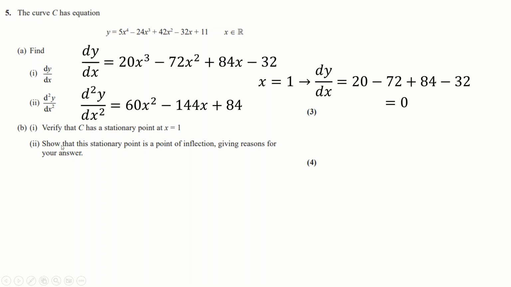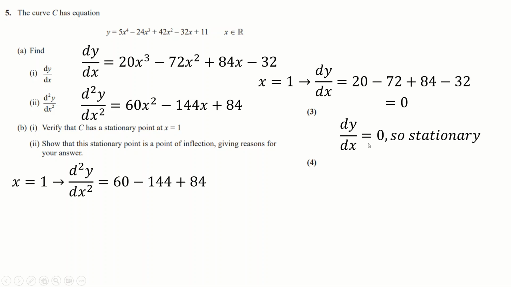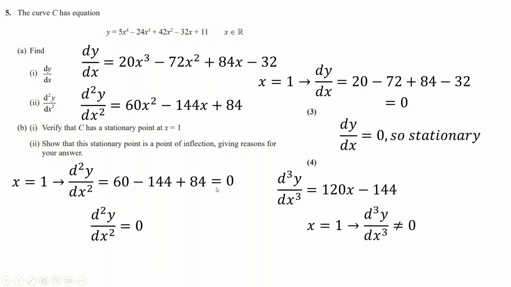And then secondly, show the stationary point is inflection. So there's a couple of ways of doing this. You can put x equals 1 into d2y by dx squared, and you get 0. Now that's not actually enough to show inflection. One way of doing it, and the way that I was taught, was to differentiate again to get d3y by dx cubed, and then put in this point. And as long as that's not 0, then this is an inflection point. So this alone doesn't guarantee inflection, but as long as the next derivative isn't 0, then it is.